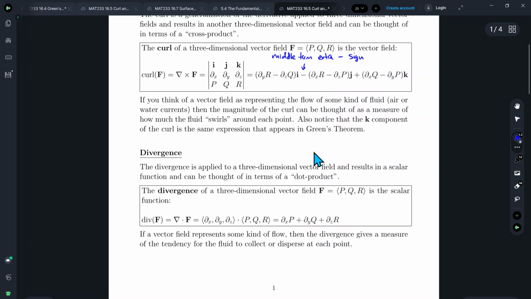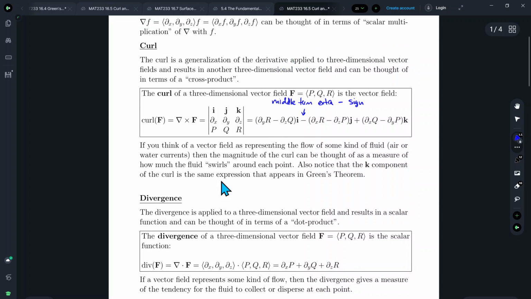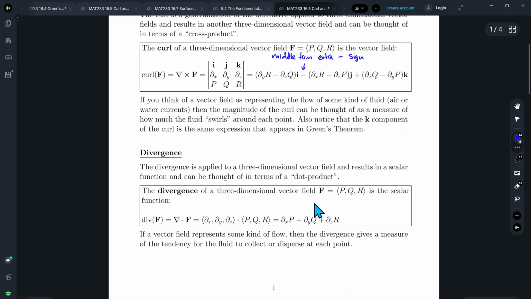So again, these are the formulas for curl and divergence. Let's take a look at an example where we calculate each.